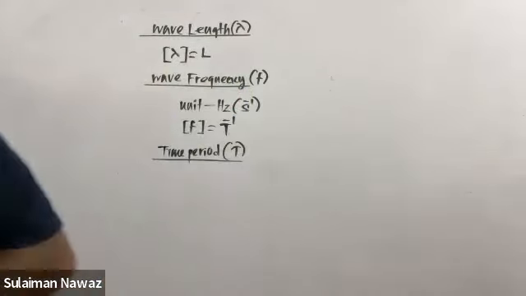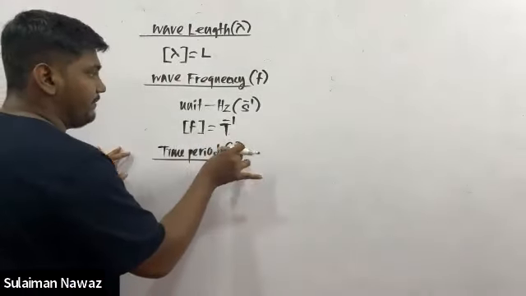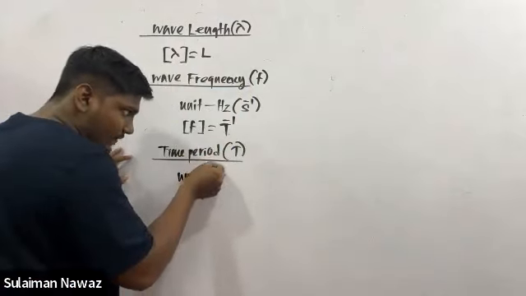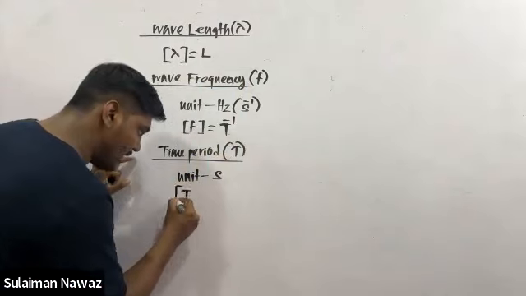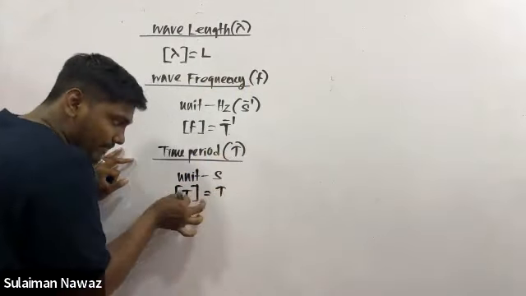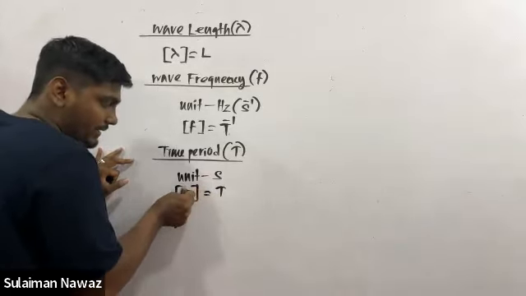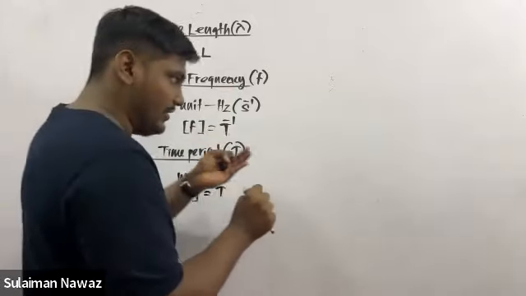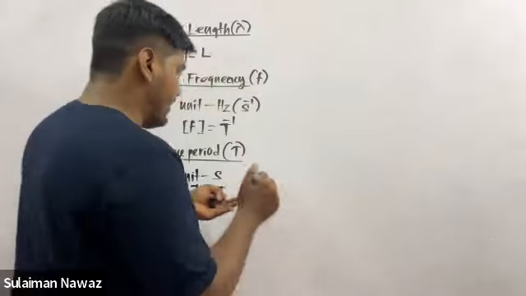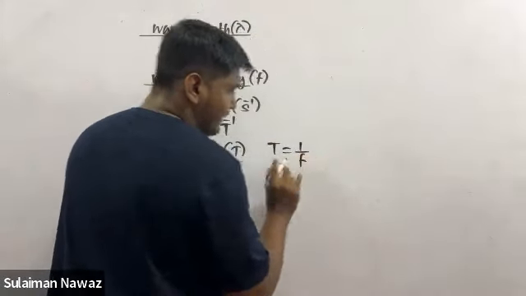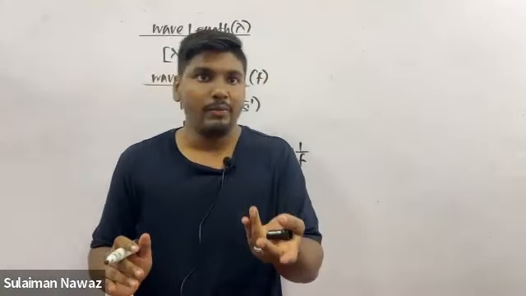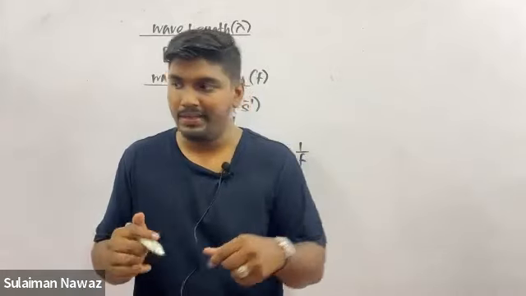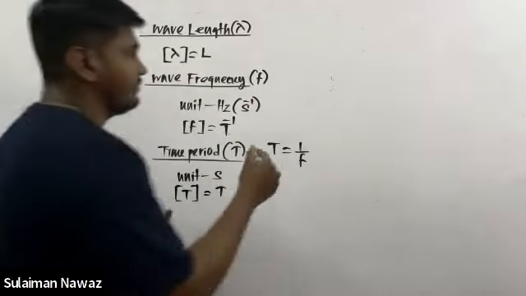Now you understand the relationship between time period and frequency. The unit of time period is seconds. The dimension of time period is also capital T. The symbol capital T represents time period, and its dimension is also capital T. The relationship: time period equals 1 over frequency. In rotational motion, circular motion, and simple harmonic motion, time period equals 1 over frequency, or frequency equals 1 over time period. That's an important equation. Write this one down as well.